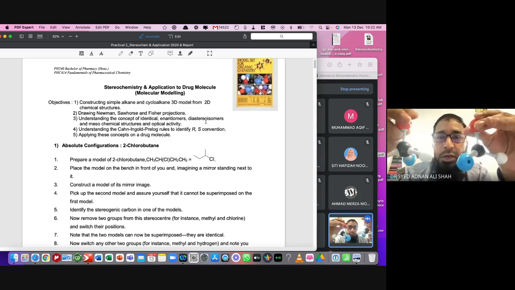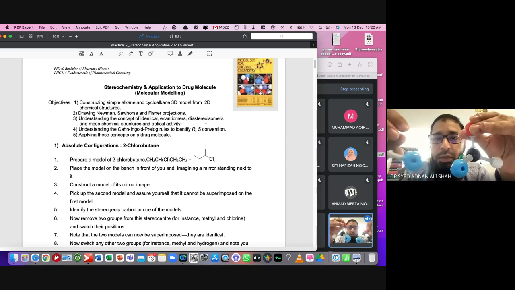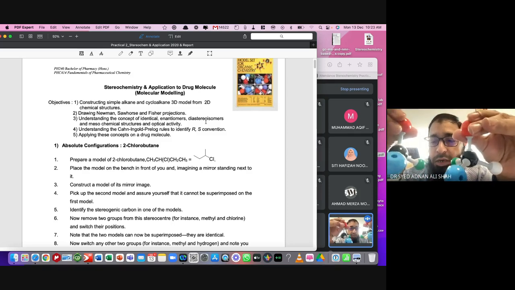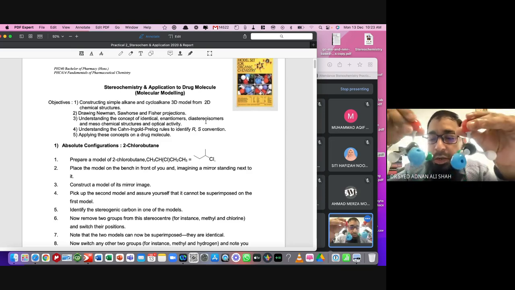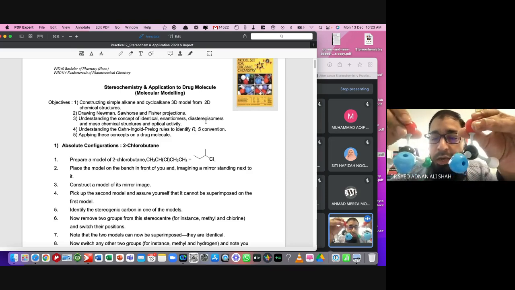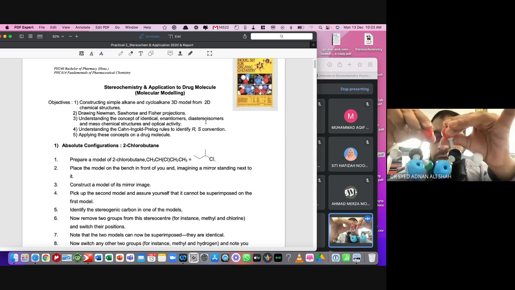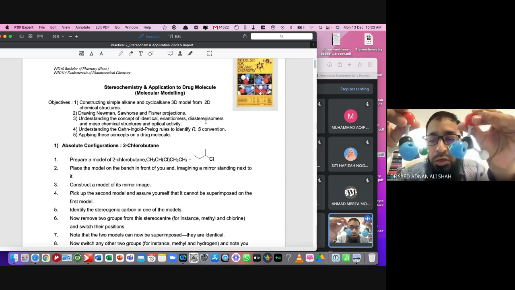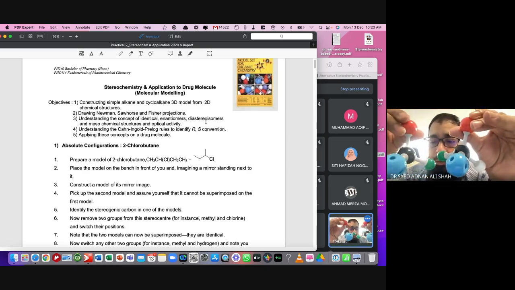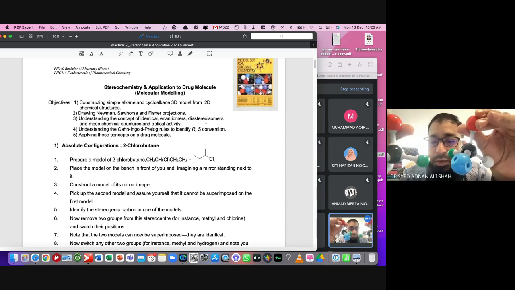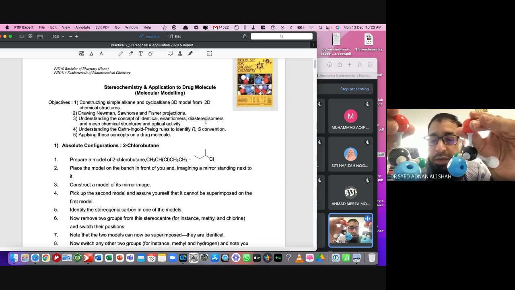How the mirror image will be, you can see this one is a mirror image. You can see this one green, and this one is the red one. So these molecules are mirror images of each other, right? Can you see? Yes, thank you. This one is the mirror image. These are the mirror images.